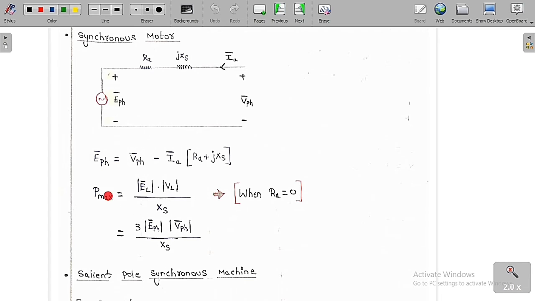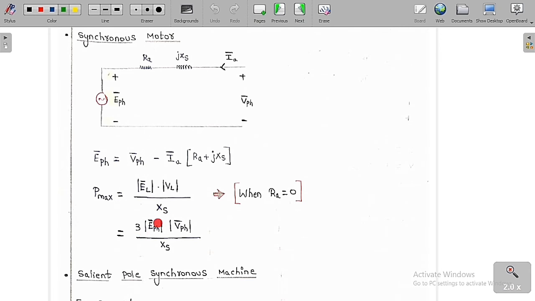Three phase maximum power is nothing but the product of the line voltage values divided by XS. So the mod of EL bar into mod of VL bar by XS is called the maximum three phase power. This is the maximum three phase power.